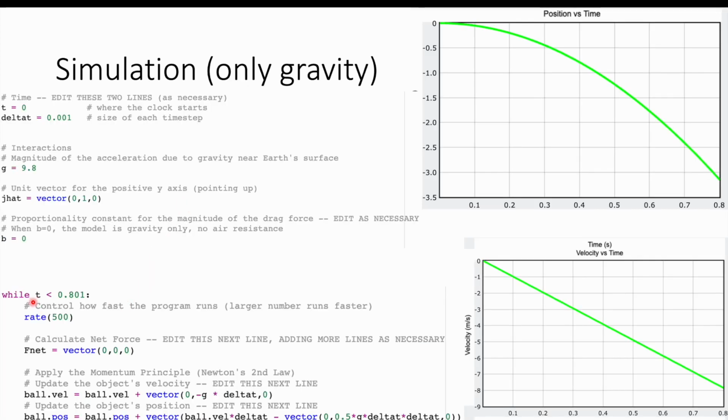Here is the simulation with only gravity. As we can see, the time was set to 0.801 seconds, as it was during the experiment, and here is the ball velocity update and the ball position update, which we can find here, where minus g is just Fnet over m rewritten, and g here is the same thing, Fnet over m, times delta t, and delta t squared, as we saw from the position update formula. And we can see that it gives us a polynomial curve here of constantly increasing negative magnitude of velocity throughout the fall.